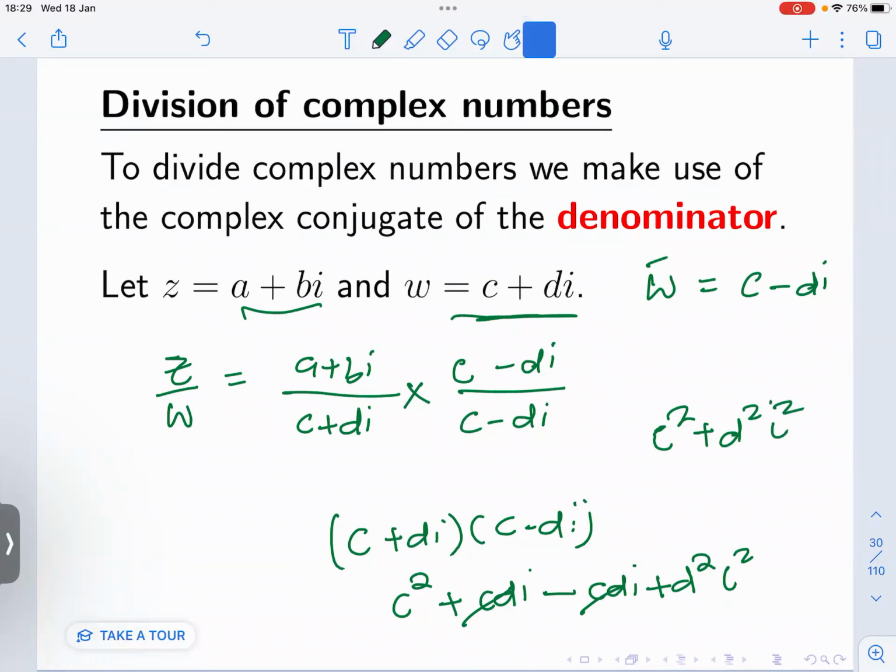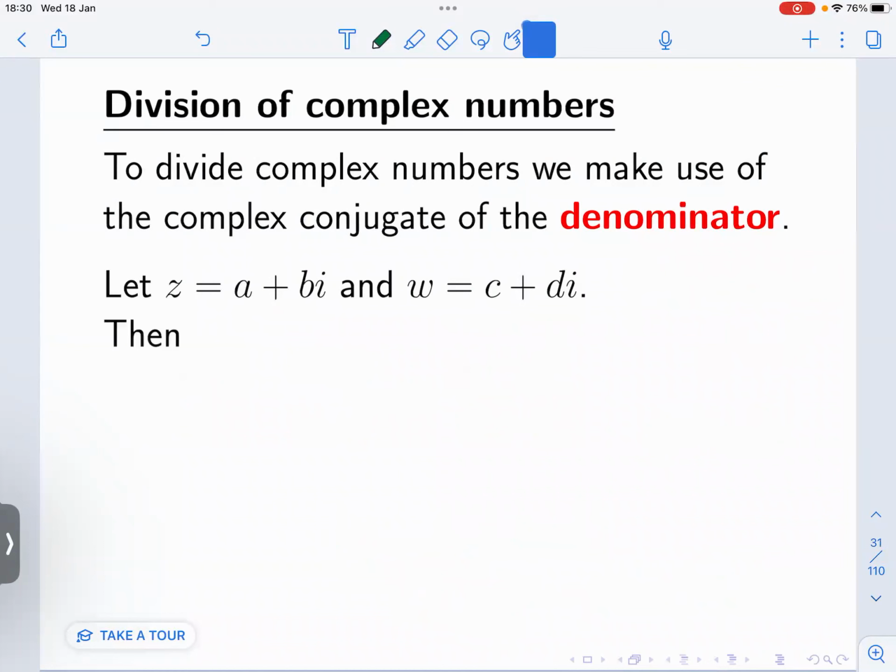From here, you just need to remember that i squared is equal to -1. So when you substitute -1 here, the denominator becomes c squared plus d squared. And then we take the product in the numerator.